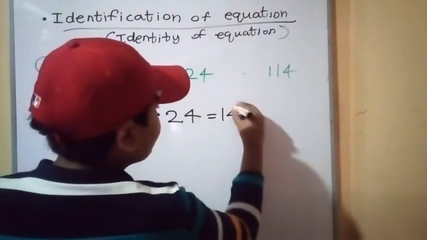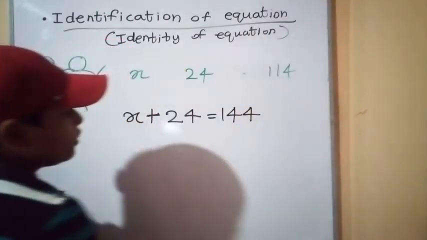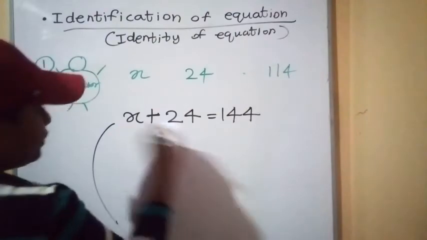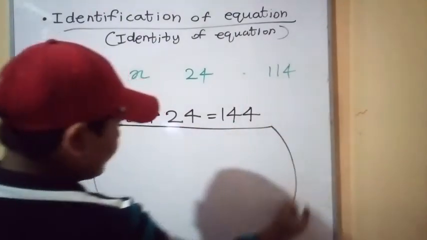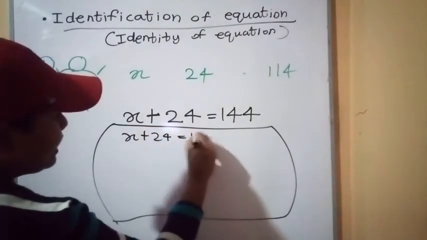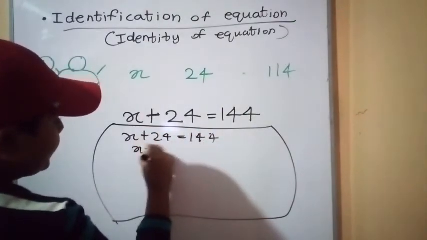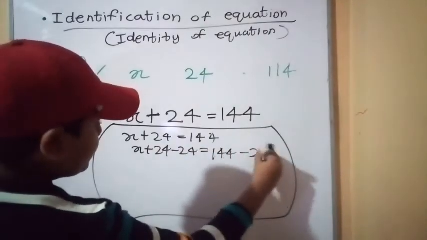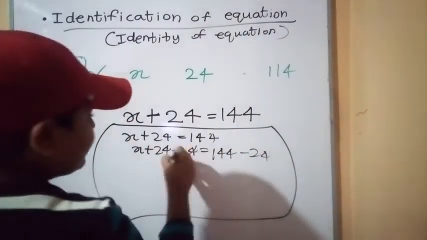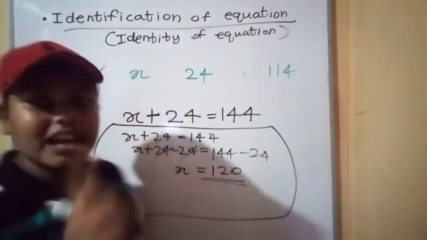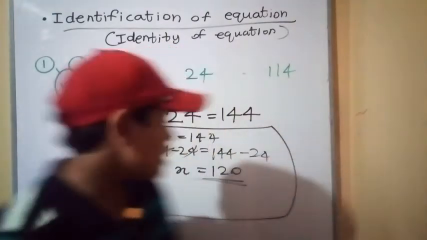Now that means 144. If we solve this, X plus 24 means 144. We subtract 24 from both sides, and that means X is 120.